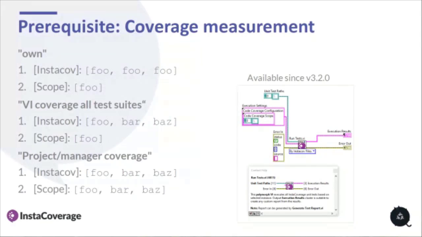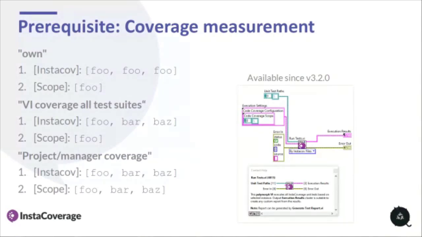The first use case we call the own tests. Say you have a foo VI. This is the scope, and you have three tests for it, because three engineers or programmers work on the same tests. They directly test the VI in the test.